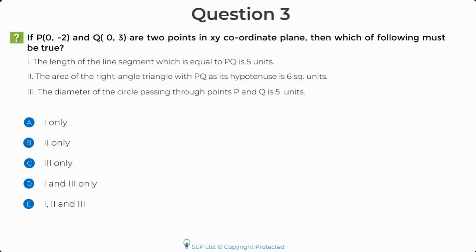Okay, I have an interesting response here. 39% of you think that the answer should be A. 37% of you think that the answer should be D. And I have about 13%, I think. Let me look at it. 16% of you think that the answer should be C, E here.